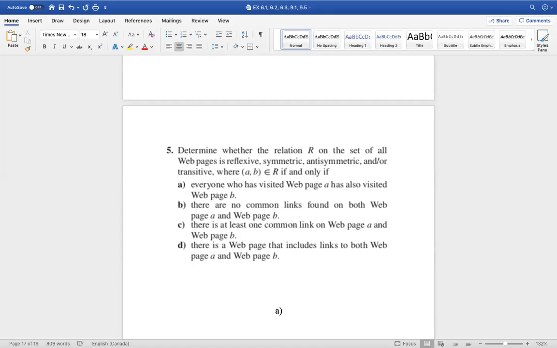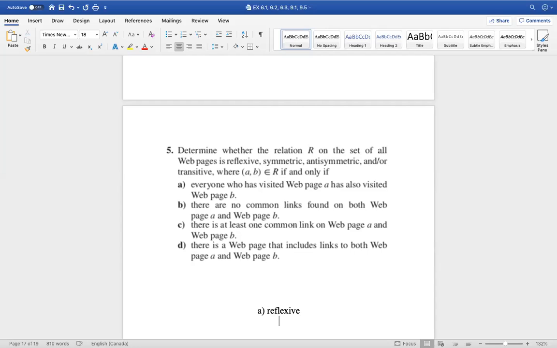But you are supposed to know what is basically reflexive, transitive, symmetric or anti-symmetric. Okay, so for example, for the first one, we have everyone who has visited web page A has also visited web page B. So if you know the definitions of reflexive, symmetric, anti-symmetric, and transitive, then you can make a very good guess that okay, it's referring to this relation here. So for example, for this one, this is reflexive.